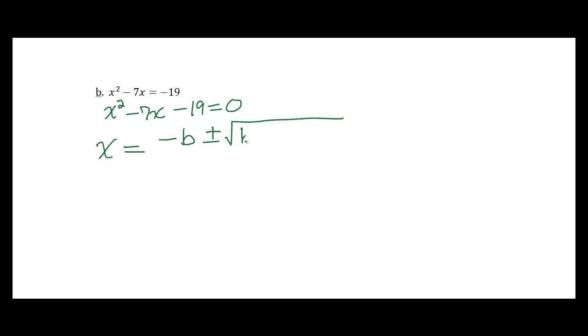We have x squared minus 7x equals negative 19. This is not in ax squared plus bx plus c equals 0 form, so I've got to add 19 to both sides so I can figure out what a, b, and c are. So I get x squared minus 7x plus 19 equals 0. And my quadratic formula says x equals negative b plus or minus the square root of b squared minus 4ac all over 2a.